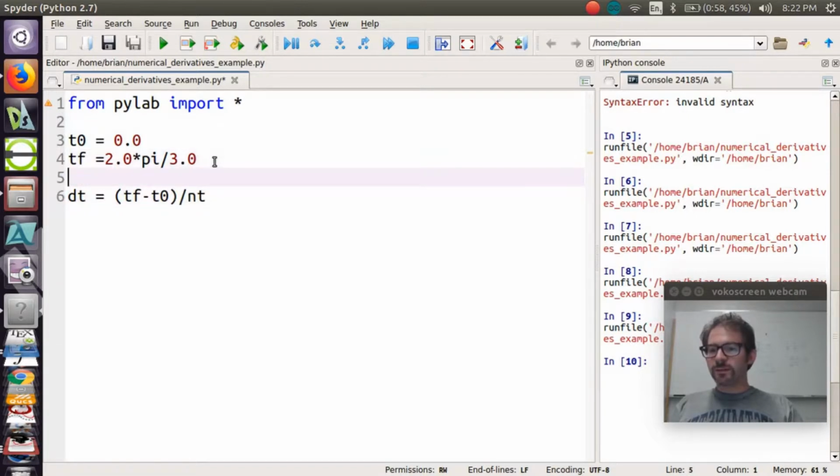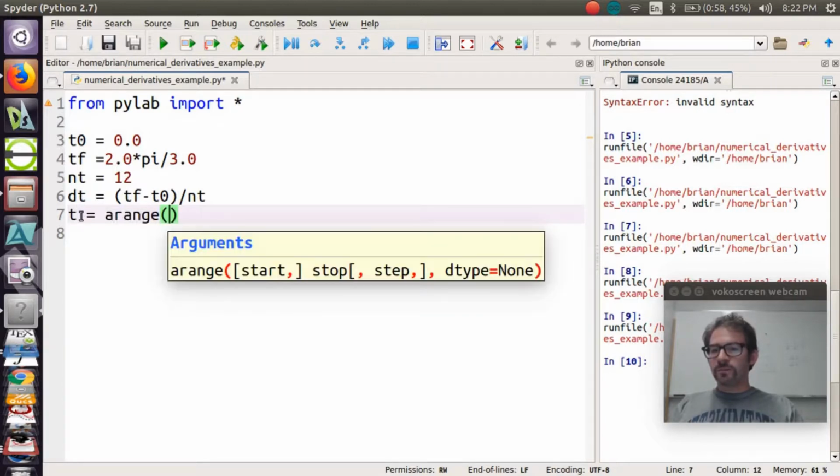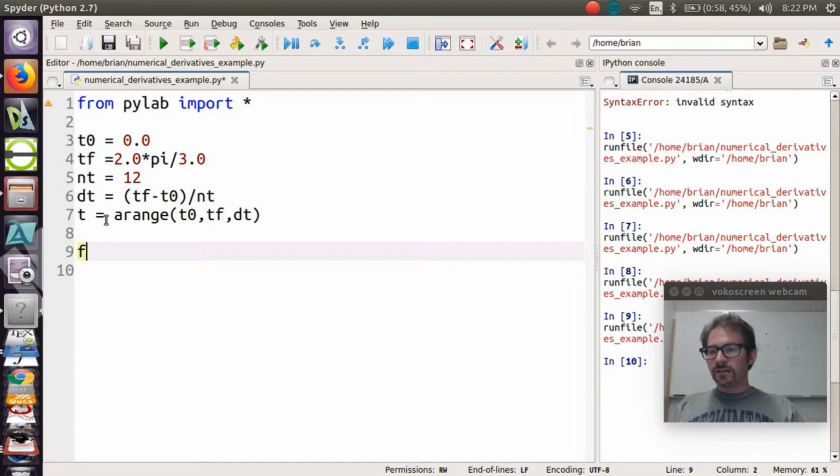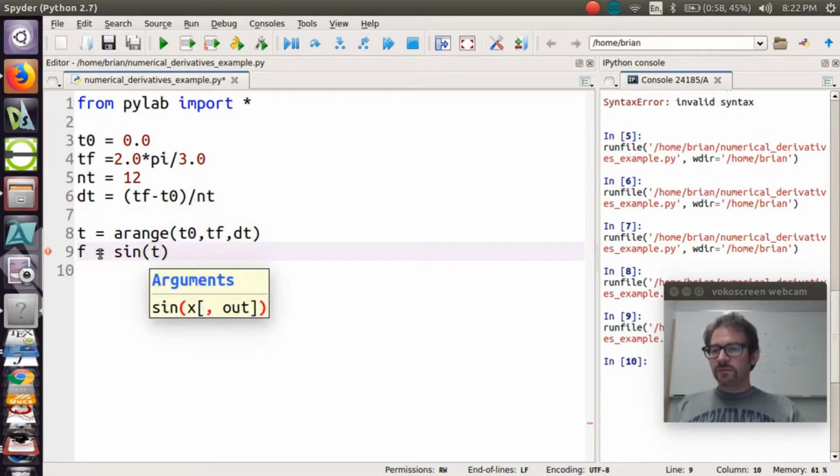So we need to know what the number of time steps will be. Let's let that be 12. I have my dt. Now I need a t array. T will be a range from t0 to t final in steps of dt. And we're going to define a function. Let's have the function be sine of t.